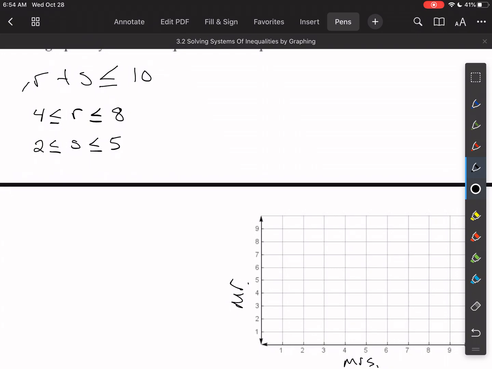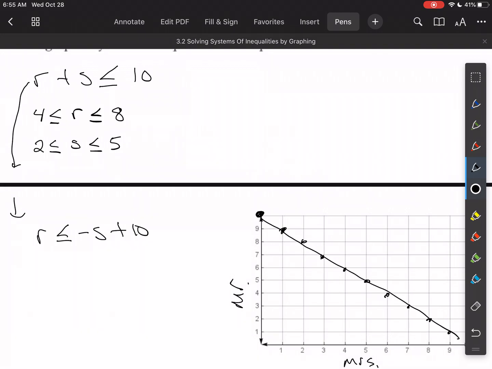So I'm going to take this first inequality and bring it down here, and I'm going to solve it for R. So R is less than or equal to negative S plus 10. I just moved the S to the other side. So at plus 10 we have a point, and then we're going down 1 over 1, down 1 over 1, down 1 over 1. Okay, so we have this line happening here. That's the first one, and it's solid. And it's going to be less than or equal to that line, so I'm going to just shade here underneath the line. All right, so far those are all my possibilities, but I've got to put the other ones in.